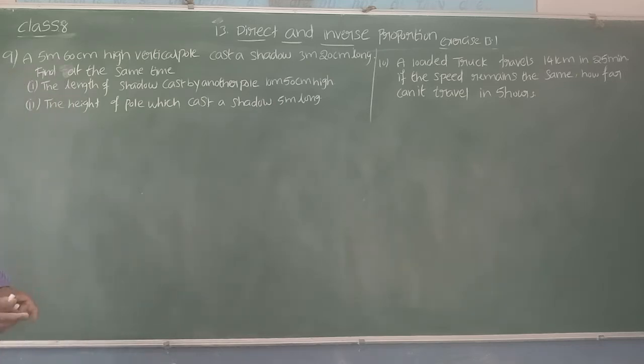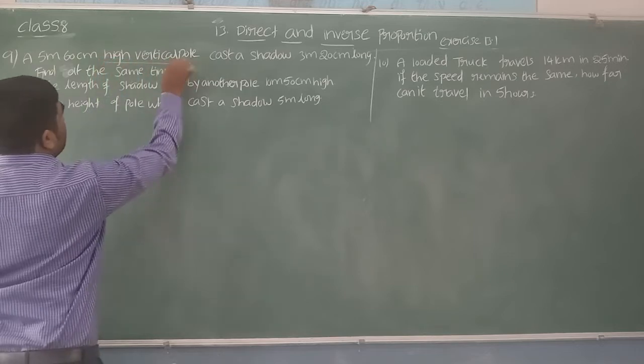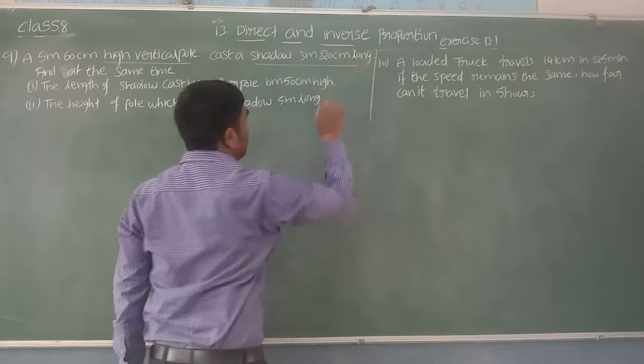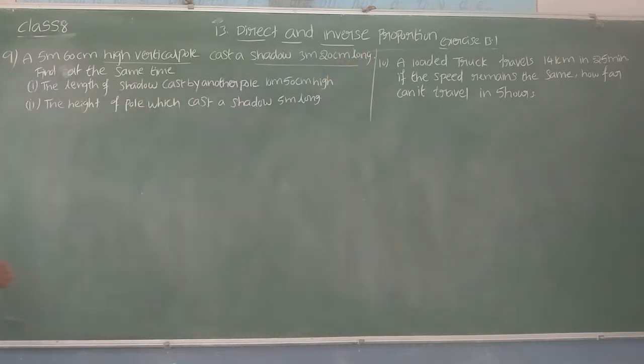So here we need to identify the two quantities. One is the height of the pole and the other one is the length of the shadow. Here is the comparison between the height of the pole and the length of the shadow. So the first quantity is the height of the pole and the second quantity is the length of the shadow. Let me take the first quantity as x and the second quantity as y.